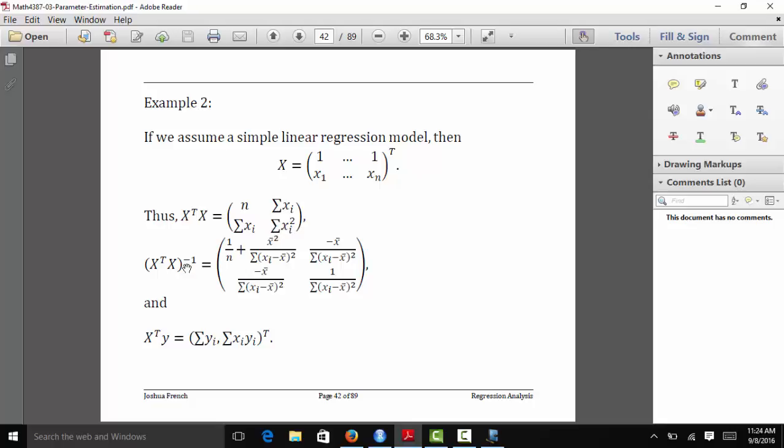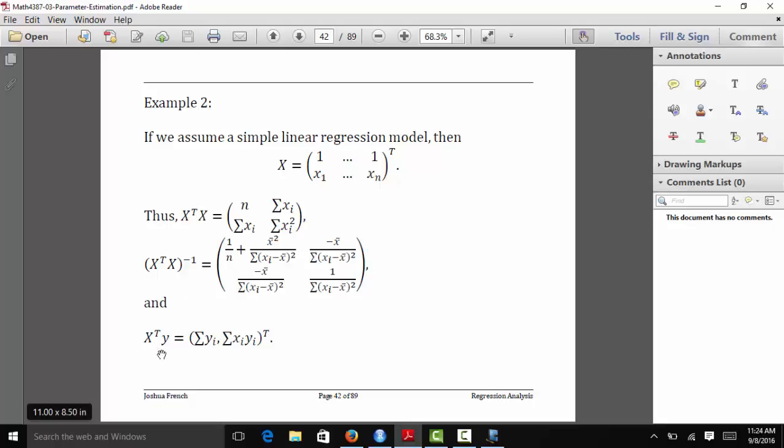And if you invert that, which you can actually do in closed form expression pretty straightforwardly, then it simplifies to this. Okay, so this is a simplification of X transpose X inverse. I've actually rearranged some of these quantities, but this is X transpose X inverse that we'll use.